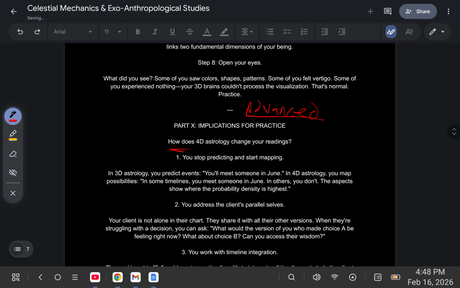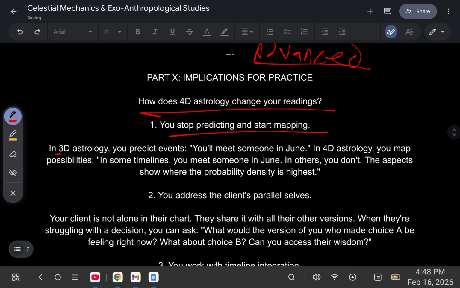Alright, so how does 4D astrology change your readings? You stop predicting and you start mapping. In 3D astrology, you predict events. You'll meet someone in June. In 4D astrology, you map possibilities. In some timelines, you meet someone in June, and in others you don't. The aspects show where the probability density is highest.